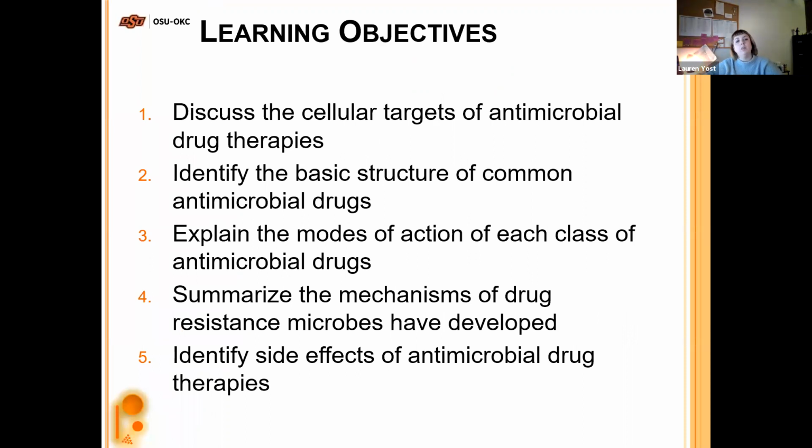So we're going to talk about the cellular targets of the antimicrobial drug therapies, how they work, and we are going to get a little more specific on these than we did on the control chemicals. The structure of common antimicrobial drugs, the chemical structure, I know. The modes of action of each class, the mechanisms of drug resistance microbes have developed, and how they fight back, and then identify the side effects of antimicrobial drug therapies.